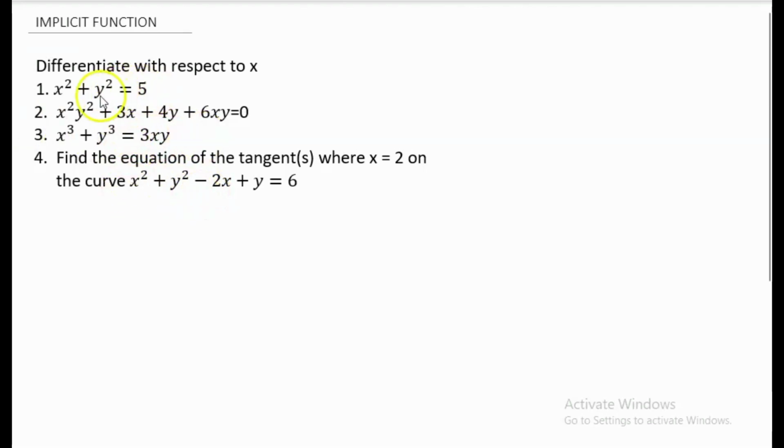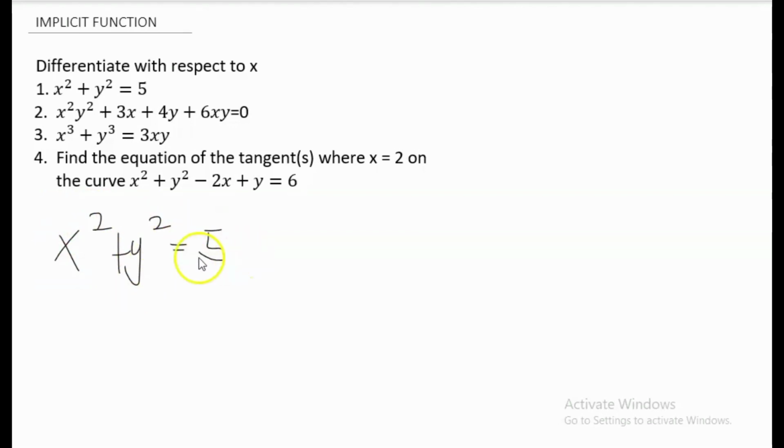Okay, so what happens is we need to differentiate with respect to x. That's the first 3 questions, and the fourth question is a bit different, but it's the same principle that we'd follow. So let's start with number 1. Differentiate with respect to x, simply saying find dy dx. So the first question is x squared plus y squared equal to 5.